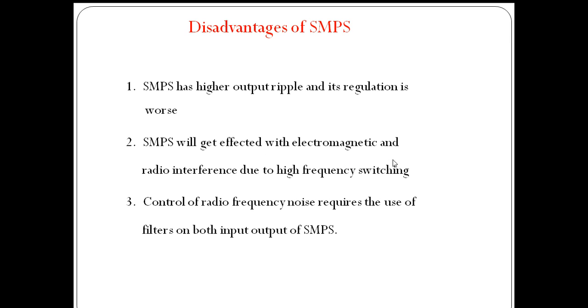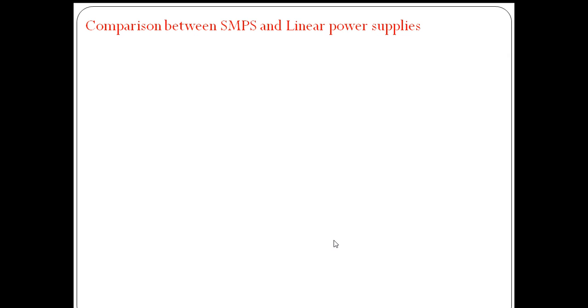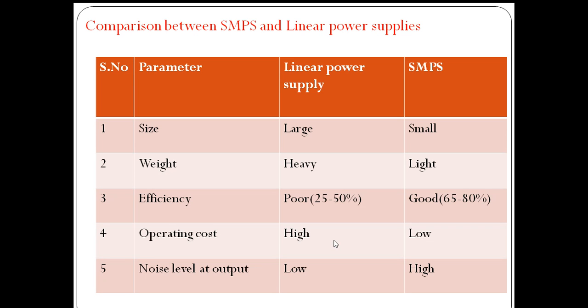SMPS will get affected with electromagnetic radio interference due to high frequency switching. The control of radio noise requires the use of filters on both input and output of SMPS. Now we will see a small comparison between the SMPS and linear power supplies.